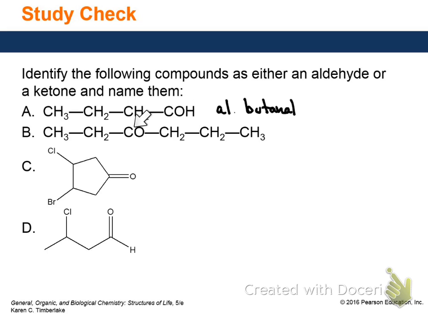What's this one? Got to be a ketone. Otherwise, there would be hydrogens here, right? But the double bond to the carbon takes the 4 bonds. It's how many carbons? 6, so that's hexanone. What else do I need? I need the 3. Because you could have a 2-hexanone. That would be the carbonyl group here.